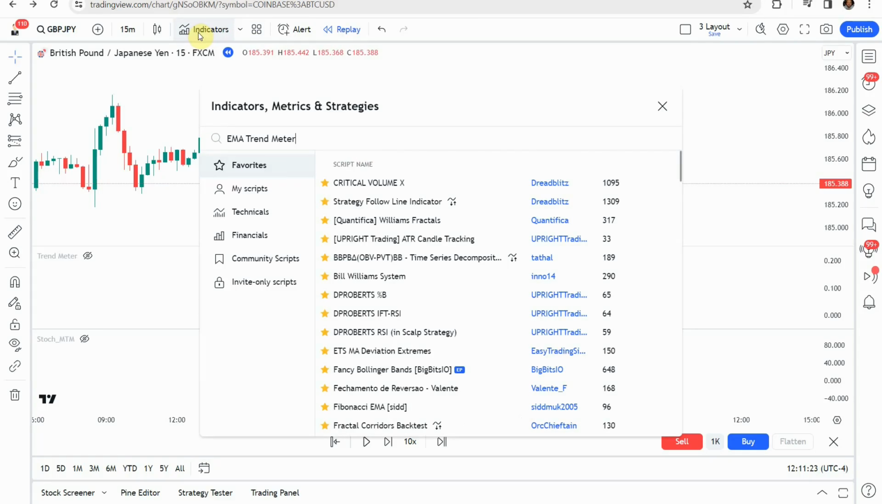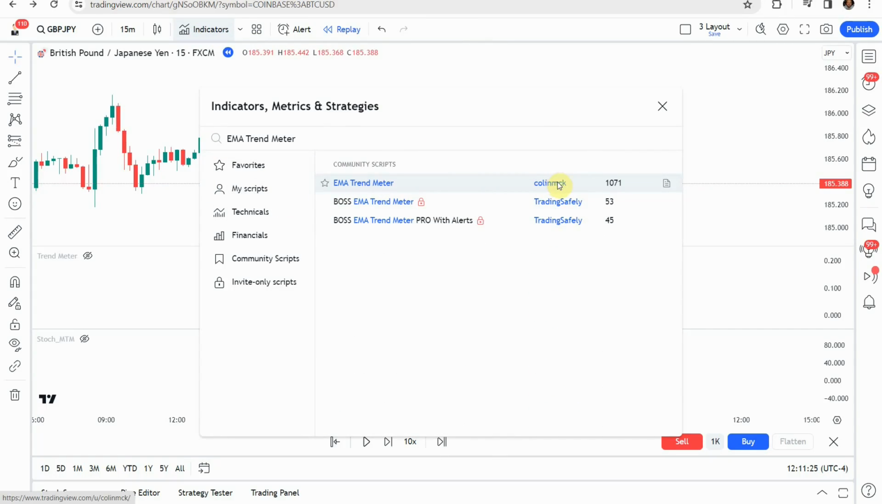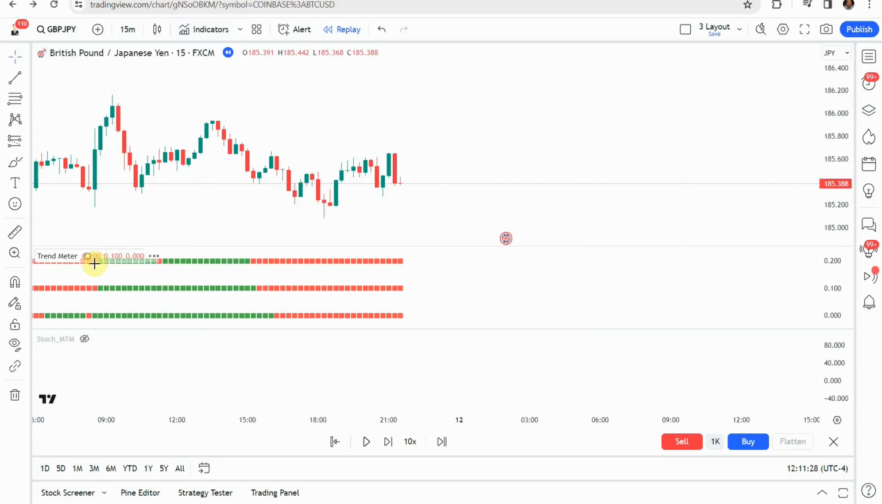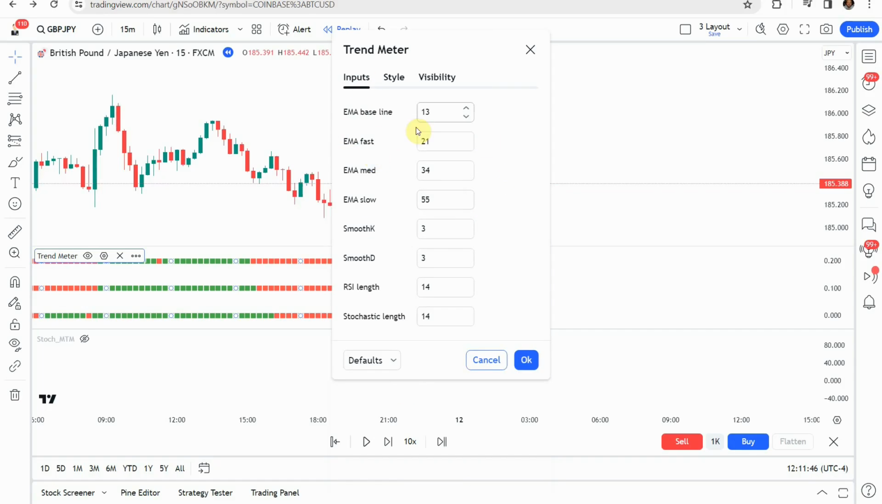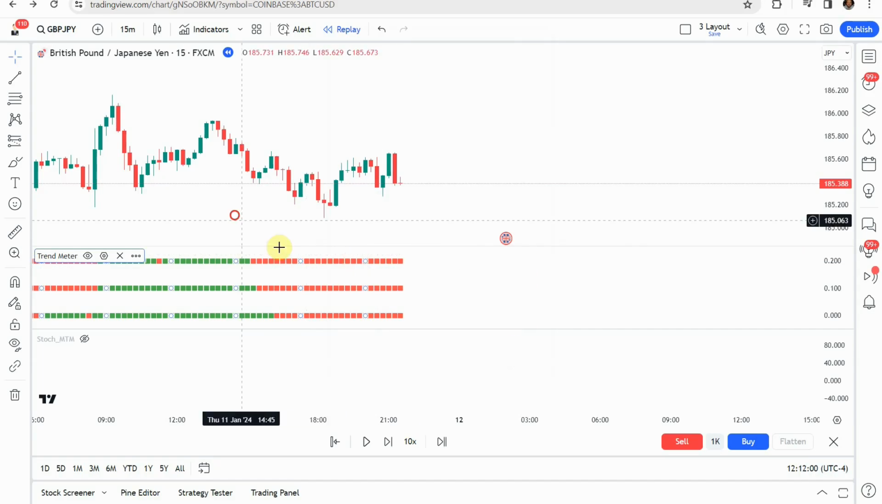The first indicator we'll add to the screen is going to be the EMA trend meter, this one right here. And I assume this is the one that they're referring to in the source video of being able to filter out 99% of false signals. And so let's go ahead and jump into the settings real quick. And under the style, you're going to go ahead and turn off this top shape right here. Under the inputs, the baseline, you're going to change that to 13. The EMA fast, you're going to change that to 21. The EMA medium or mid, you're going to change that to 34. The EMA slow, you're going to change that to 55. Go ahead and click OK.